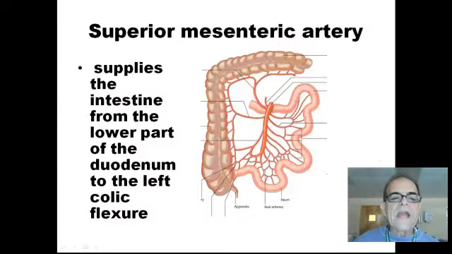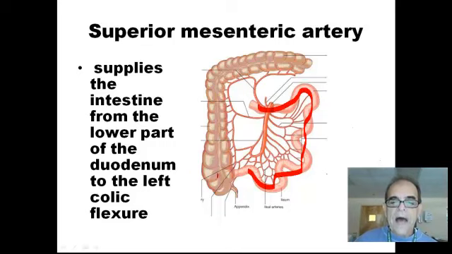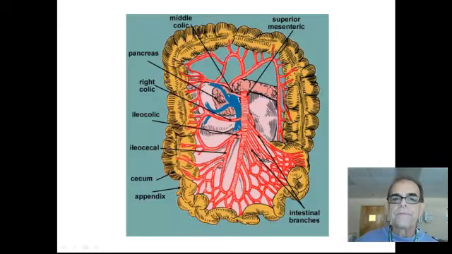Superior mesenteric artery supplies the intestine from the lower part of the duodenum to the left colic flexure. In other words, bowel, ascending colon, and transverse colon. Very important artery.